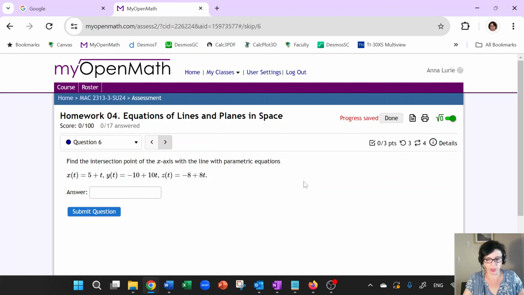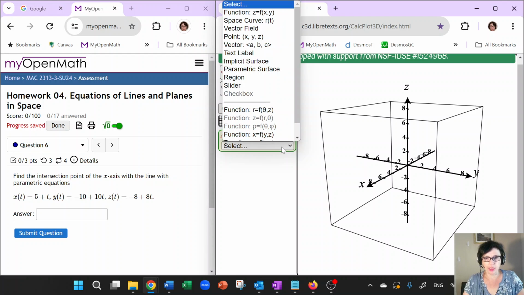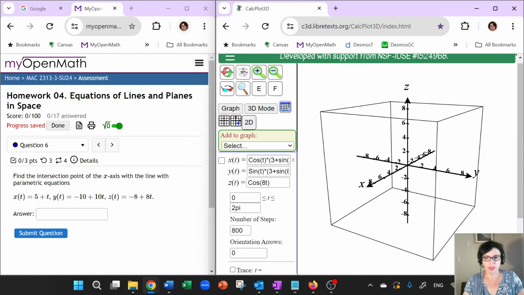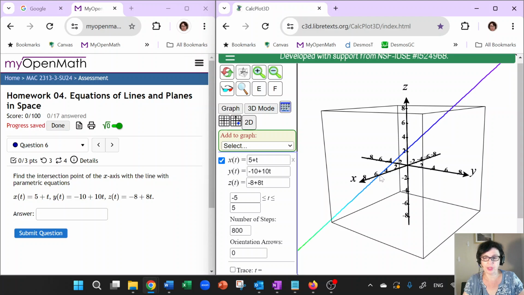So first I want to visualize it by using the CalcPlot 3D website. So I will add a space curve here and okay, I got 5 plus t for my x of t. And then I have minus 10 plus 10t for my y of t and negative 8 plus 8t. And let me change t from between maybe negative 5 to positive 5. Okay, so we can see that that's a line, right? And does it intersect with the x-axis? Maybe. It does look like the point of intersection is 6.